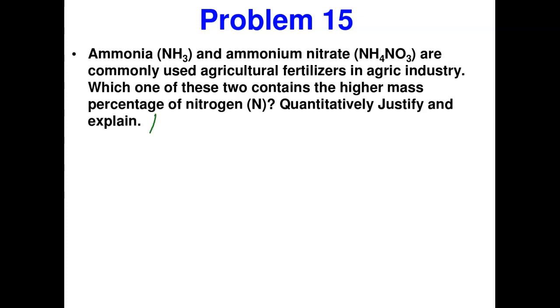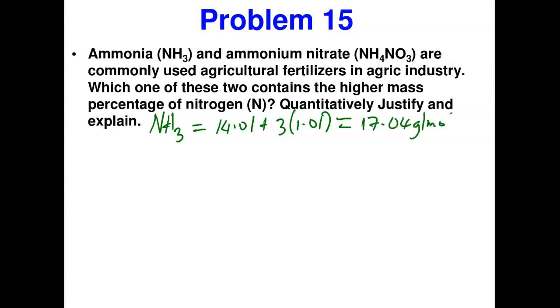So first, I'm going to calculate the molar mass of this guy. The molar mass of nitrogen weighs 14.01, plus how many hydrogen do you have there? 1.01, and this is going to be 17.04 grams per mole of 1 mole of this. And I go to ammonium nitrate.